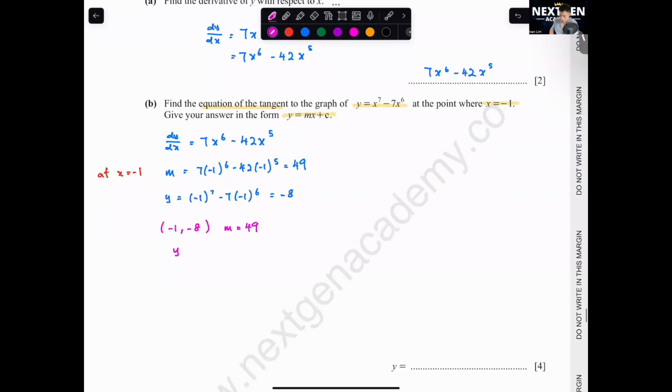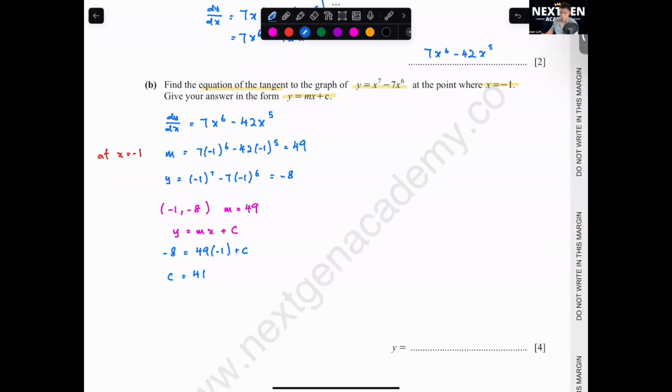So I'm going to substitute this into y equals mx plus c. -8 equals 49 times -1 plus c. Rearranged, c is equal to 41. So now we have our m and our c. This is your c, this is your m value. So you're going to put y equals mx plus c, which is y equals 49x plus 41.